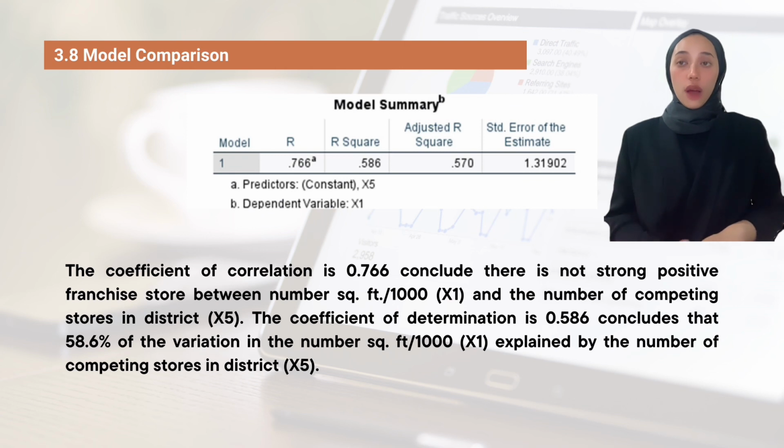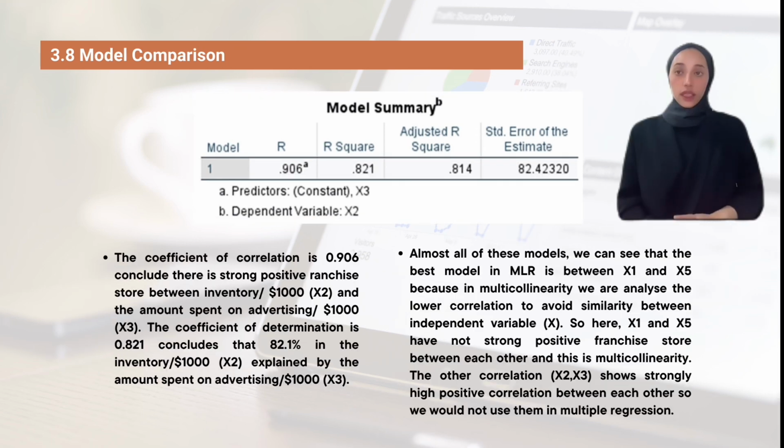Okay, in this part, I will explain 3.8, which is the model comparison. Based on the model summary, the coefficient of correlation is 0.766. We conclude there is a not strong positive relationship between the number of square feet per $1,000, which is x1, and the number of competing stores in the district, which is x5. The coefficient of determination is 0.586. We conclude that 58.6% of the number of square feet per $1,000, which is x1, is explained by the number of competing stores in the district, which is x5.